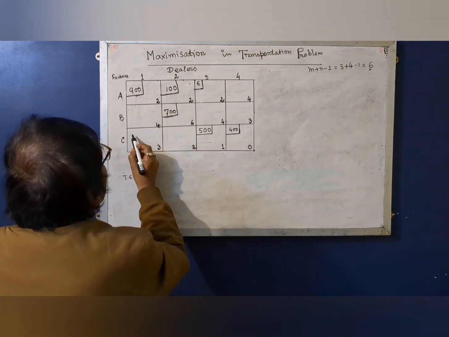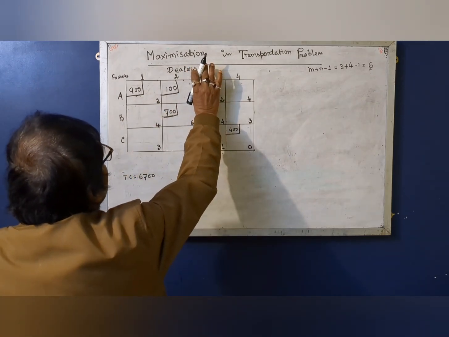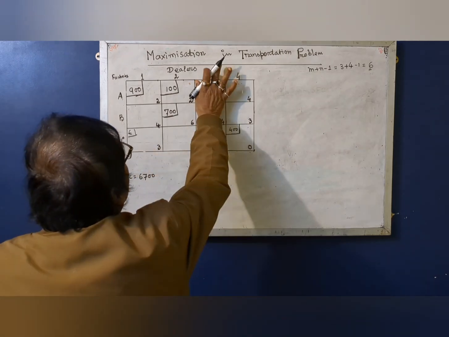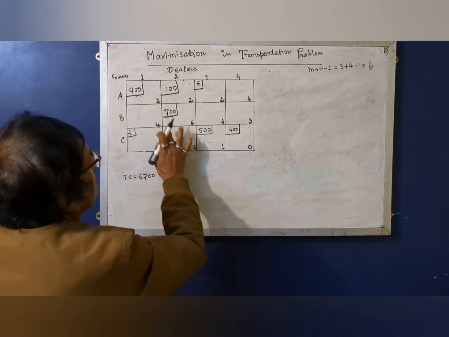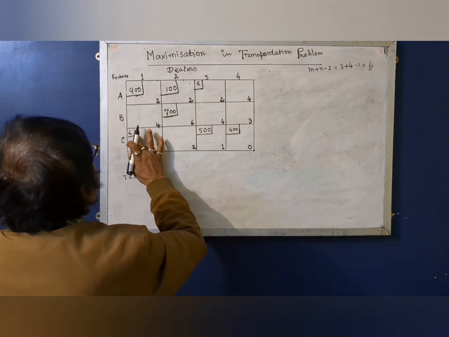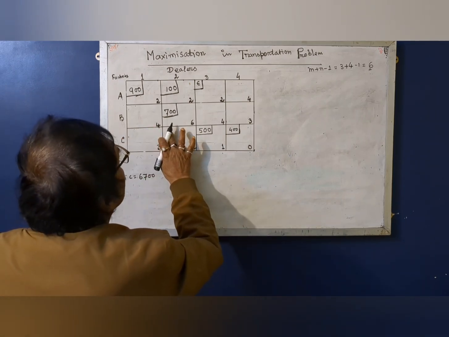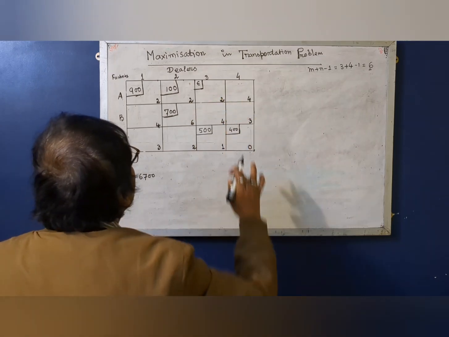Is it allowed to put it here? Suppose there is not one here. Is it allowed? Yes, it is allowed. There is no square, that's why it is allowed. It is allowed here also. In this case, here also, it is not forming a square.